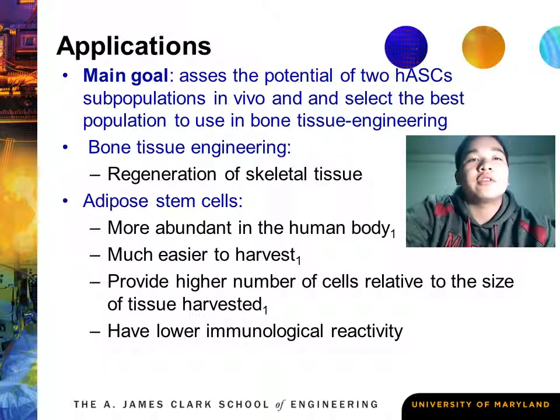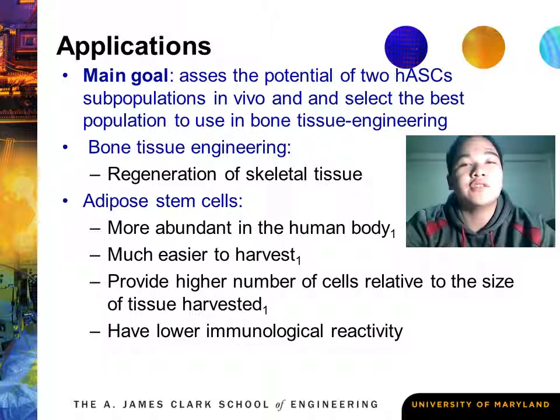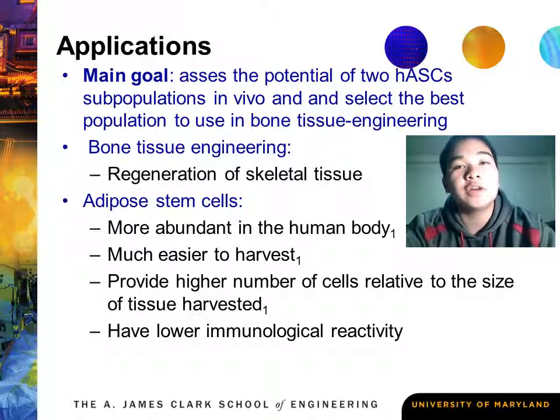The researchers' main goal in this experiment was to compare two populations of human adipose stem cells from fat and choose the one that displayed the highest potential for differentiating, or becoming, a bone cell.